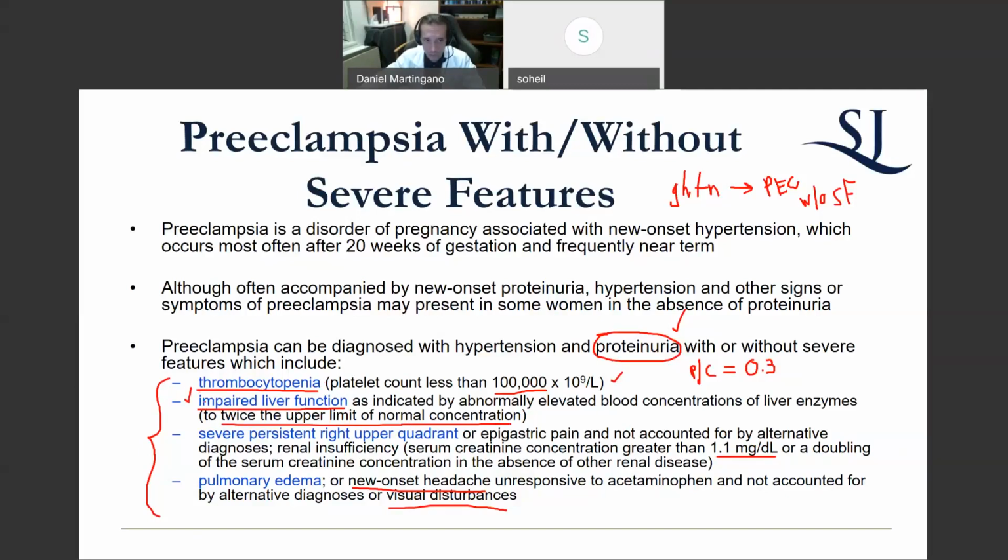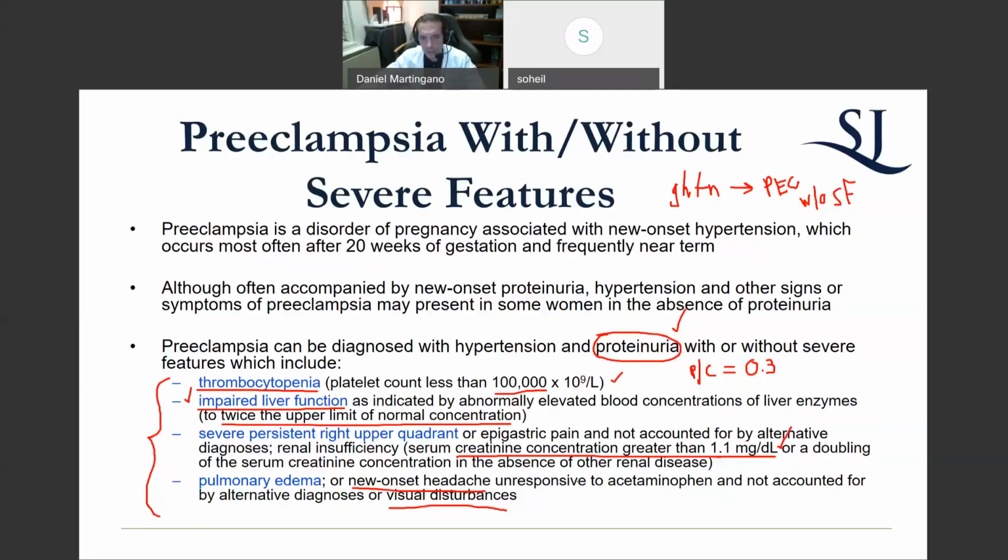You don't need both for preeclampsia with severe features. You just need one. If you have severe range blood pressure, you don't need any of these. It's still preeclampsia with severe features, right? So if you have a serum creatinine concentration of greater than 1.1, that's a severe feature, or if it doubles from baseline. And that's suggestive of renal dysfunction in the context, that's a severe feature.